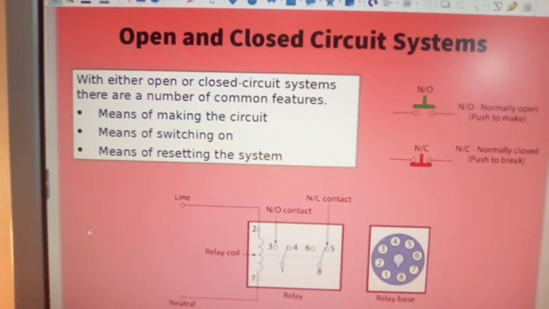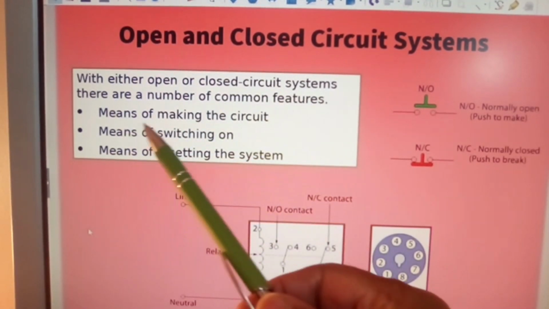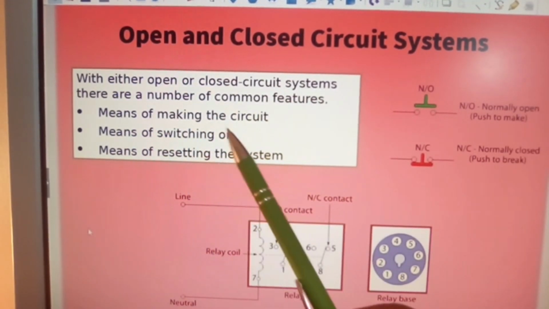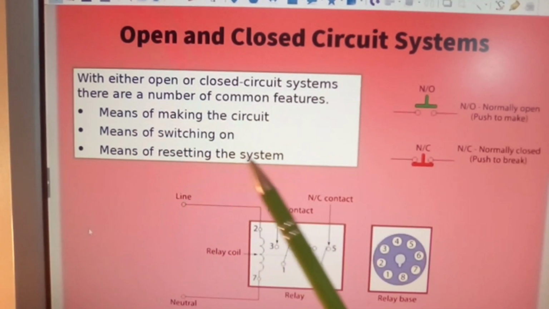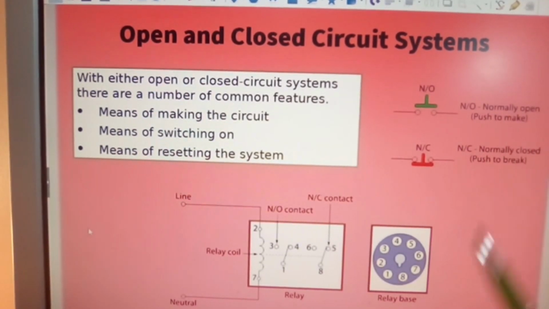Open and closed circuit systems. With either open or closed circuit system, there are a number of common features: means of making the circuit, means of switching on, means of resetting the system. And here you have normally open and normally closed contacts.